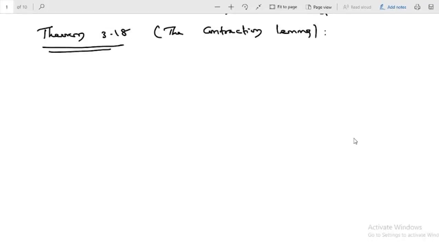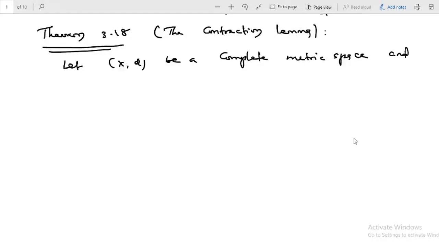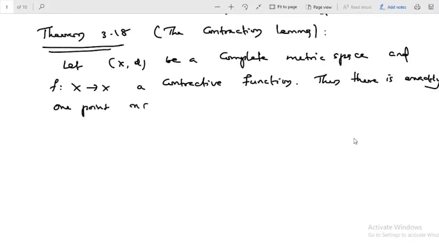Let (X, d) be a complete metric space and f from X to X a contractive function, then there is exactly one point x belongs to X with f of x is equal to x.